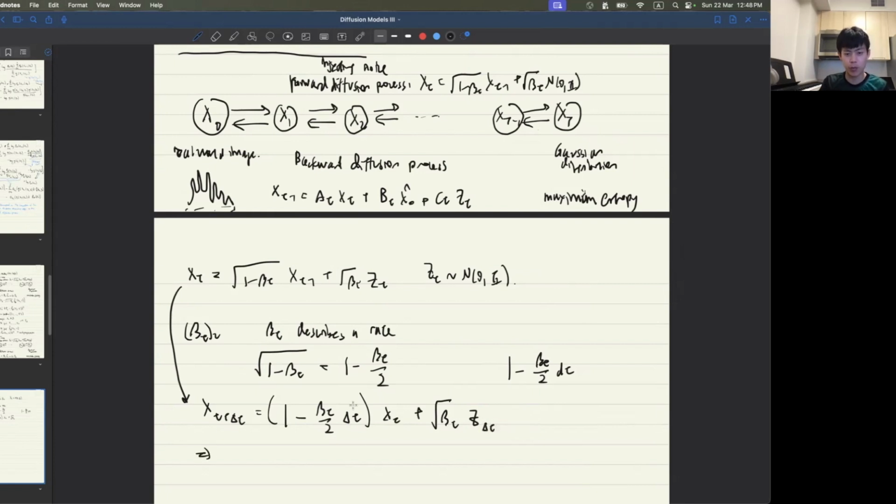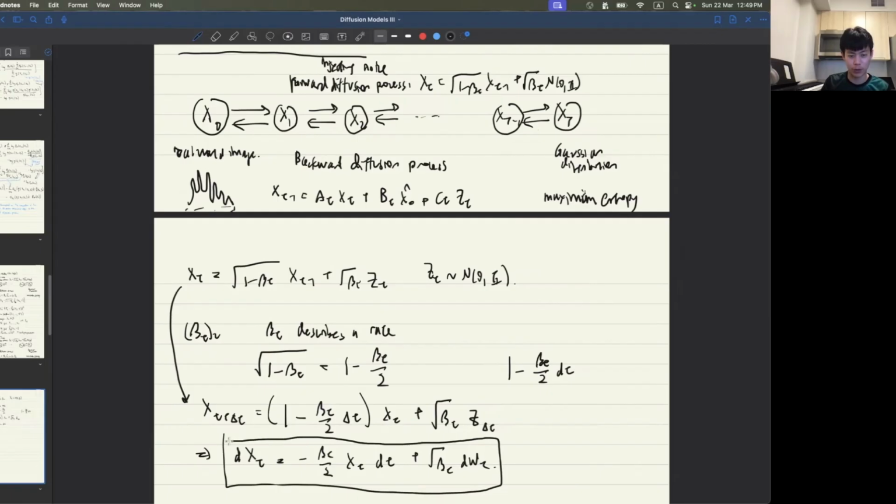And this should give me, if we bring the x_t over to the other side, that would be precisely dx_t is equal to minus beta_t over 2 x_t dt. And the infinitesimal noise that's injected, that's precisely dw, right? If w is the standard Brownian motion, then dw is precisely the noise that is injected at that time frame, correct? So it's going to be plus square root beta_t dw_t. And this is the stochastic differential equation form of the forward diffusion process. So let me just write over here SDE for the forward diffusion process.